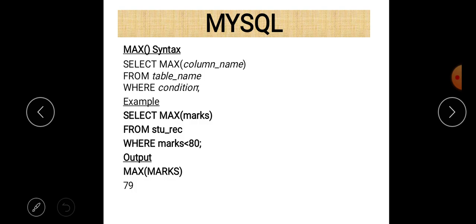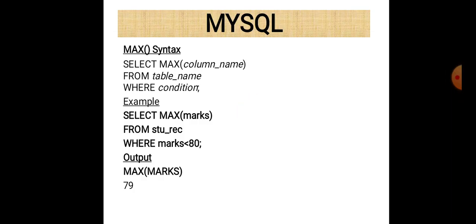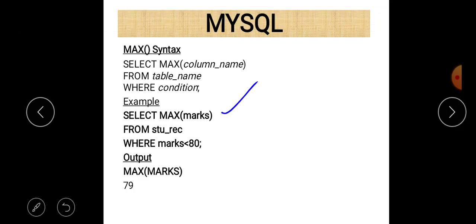Then we just write select maximum marks. You can easily see here, select max, and then the name of the column. The name of the column is marks, and then from the table name stu_rec, and if there is a condition, the condition is that marks should be less than 80. So we just give where marks is less than 80, and you can see the output of the execution of that statement.